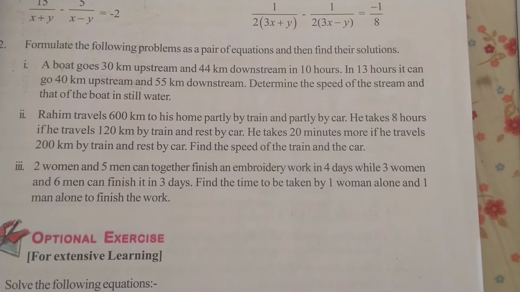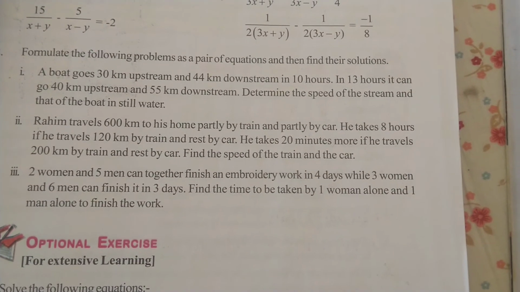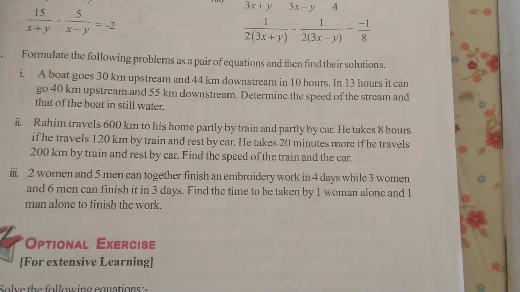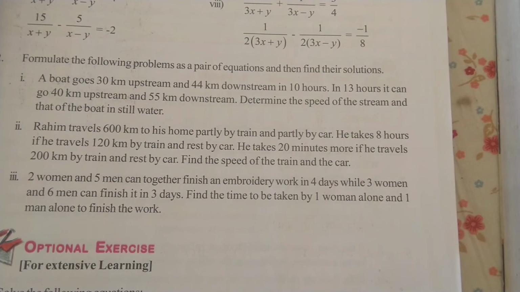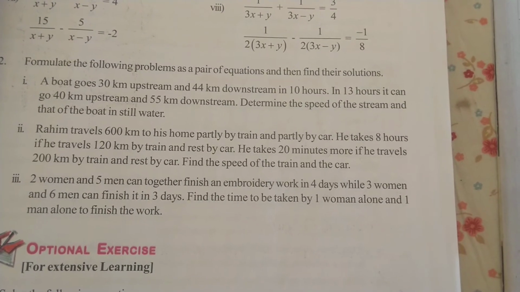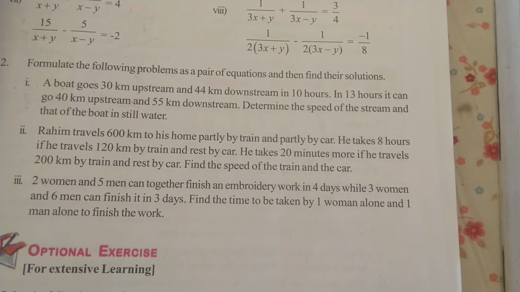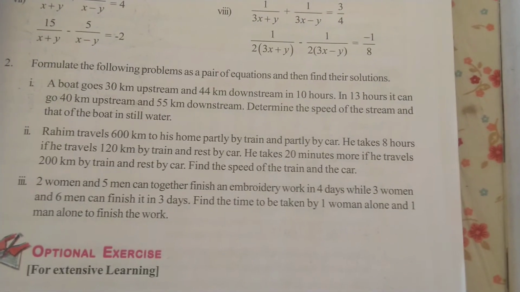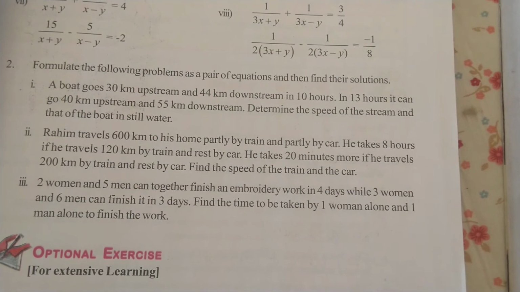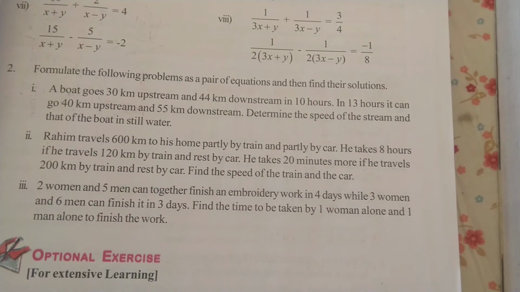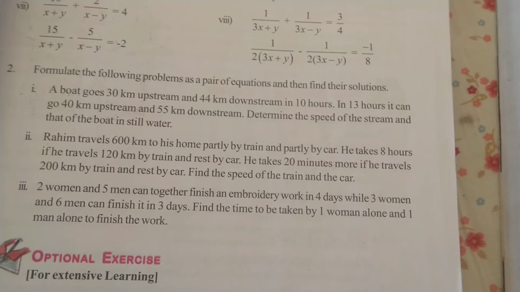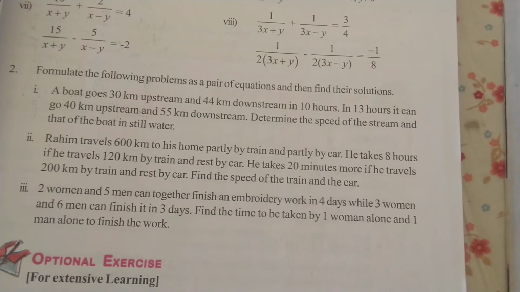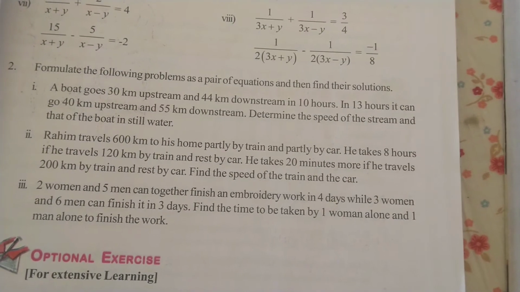2 women and 5 men can together finish an embroidery work in 4 days, while 3 women and 6 men can finish it in 3 days. Find the time to be taken by 1 woman alone and 1 man alone to finish the work. As far as I know, the answer to this in the textbook is wrong. Please follow the method I am giving you. I think the answers for woman alone and man alone are interchanged while printing. Let us see how to solve this problem.